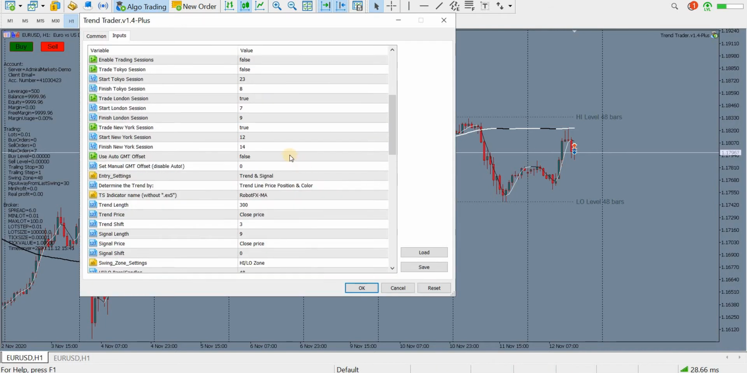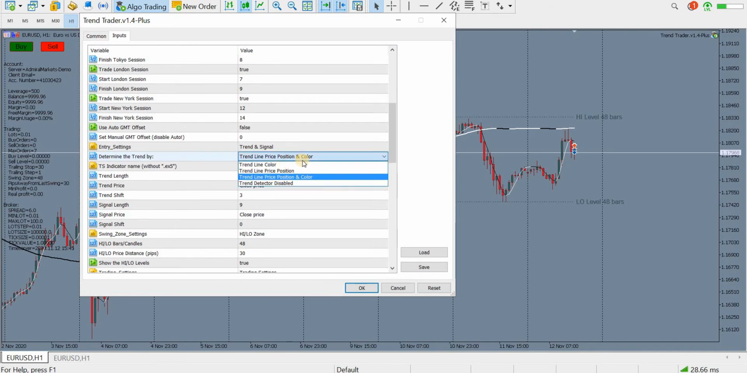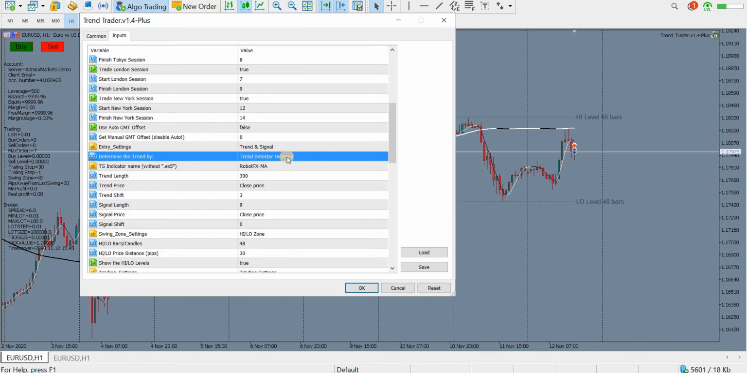Talking about the trend and how the expert advisor determines it. One way is the trend line color. The second option is the trend line price position, and the third one is the trend line price position and color. And the fourth option, if you don't want to use the trend at all, means you set this to trend trader disable.